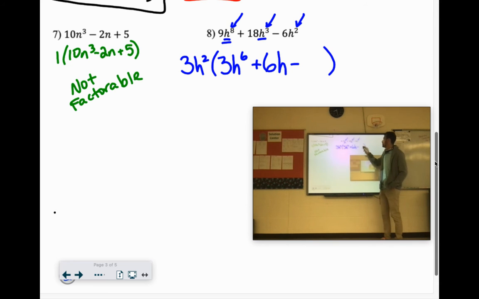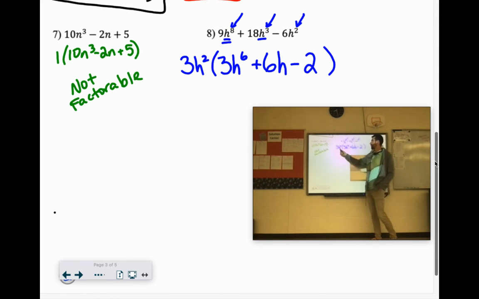3 times negative 2 would give us negative 6, and then h squared, we don't need any more h's. So this would be our final answer there.